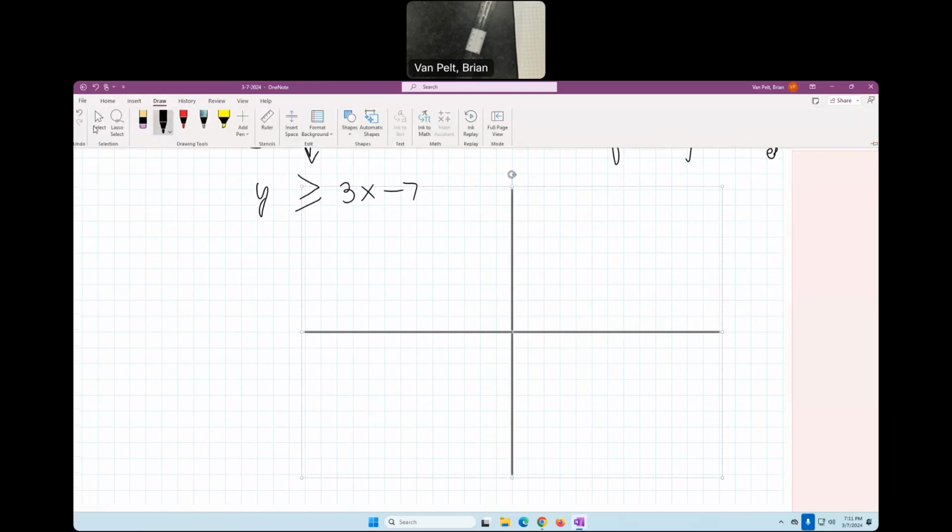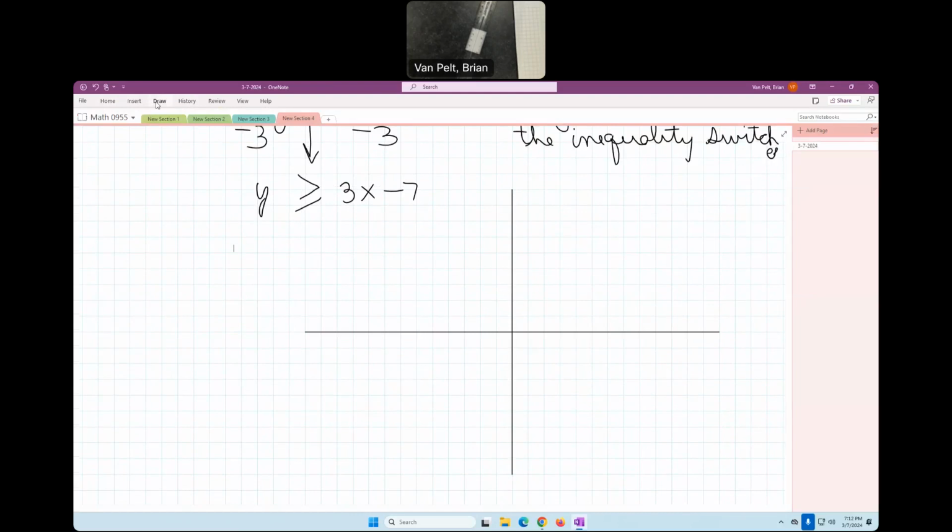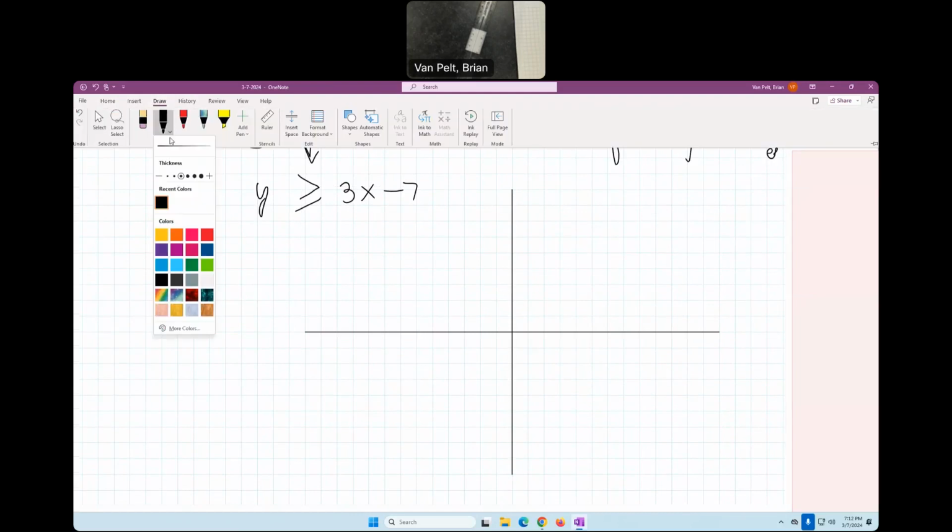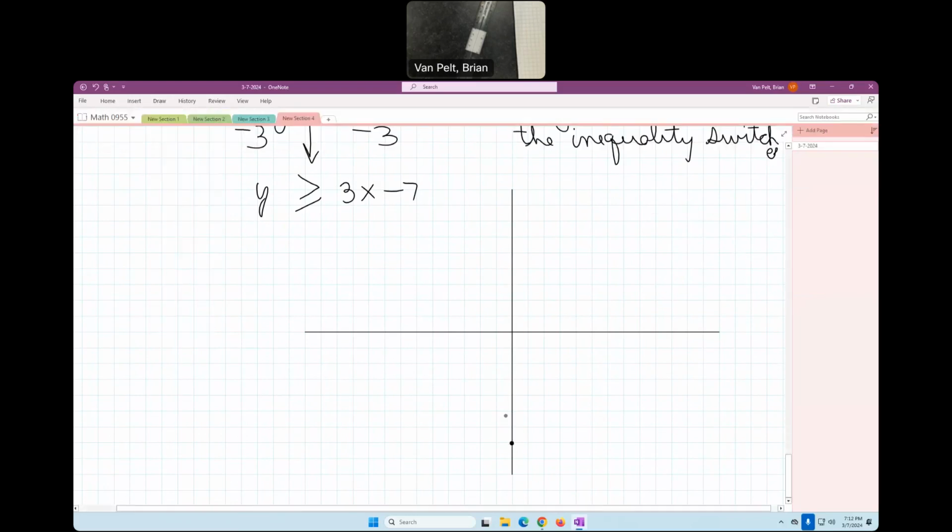All right, let's see. First, start me off. Where am I going to start this graph? Negative 7, 0, or 0, negative 7. 0, negative 7. So I'm going to start here and simply go down 7 units. Now that I have that point, how should I move it from there? Up 3 to the right 1. Up 3 and to the right 1, or up 6 and to the right 2.